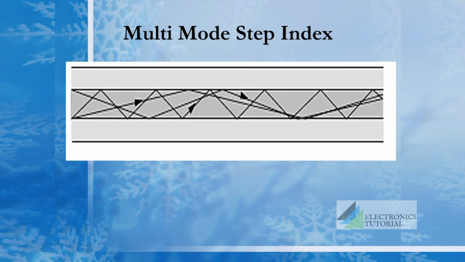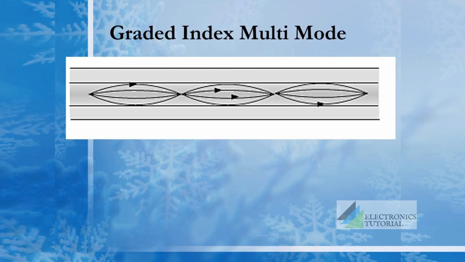In order to overcome this defect, another type of fiber was introduced. It is the graded index multimode fiber. In a multimode graded index fiber, the refractive index of the core changes gradually from the center to the edge. So the light traveling through the center of the fiber experiences a higher refractive index than the light traveling towards the cladding. Thus, light on physically shorter paths travels more slowly than light on physically longer paths. Therefore, the speed of propagation of light on each path will be the same.